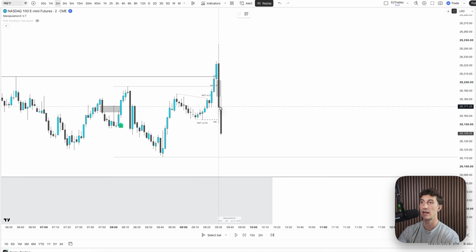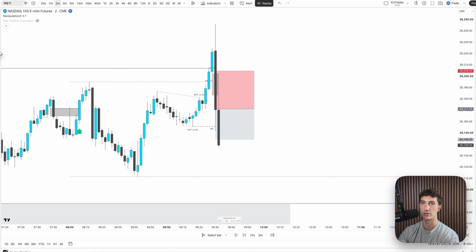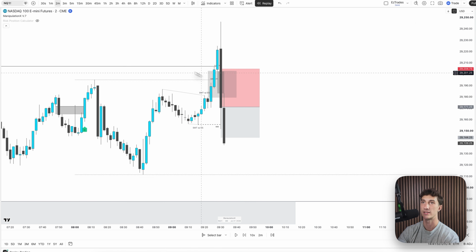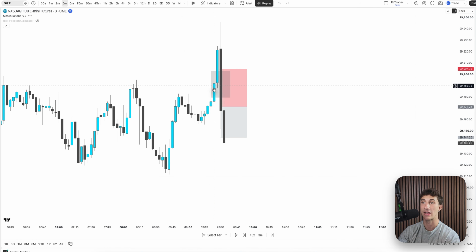We have a 2-minute inversion fair value gap, and you can see it is a V shape within 6 candles. I have one bullish fair value gap here and a second bullish fair value gap that price ends up inversing. Now, what time frame do I take the trade on? Because I also have a 3-minute here.